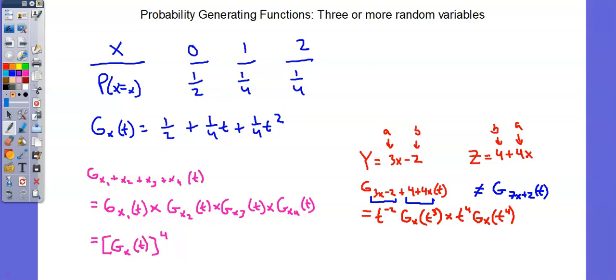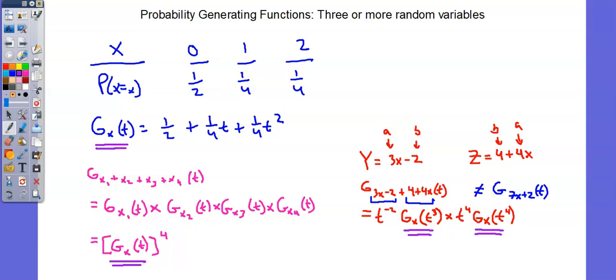From here, I won't continue the workings, but notice that for the example on the left, we're working with the probability generating function for x, which we have up at the top. And in the example on the right, we're working with the probability generating function of x, replacing t with t cubed, and the same probability generating function replacing t with t to the power of 4. So there also we have the required probability generating function to work with.